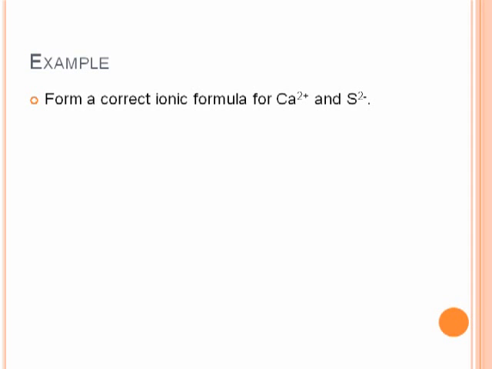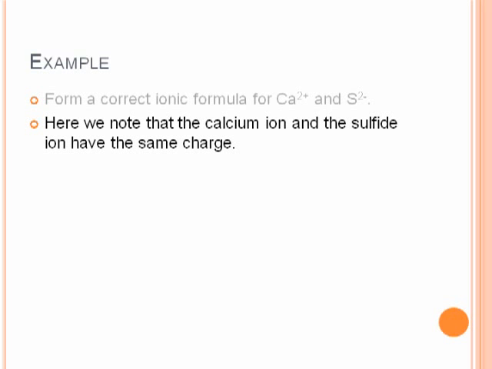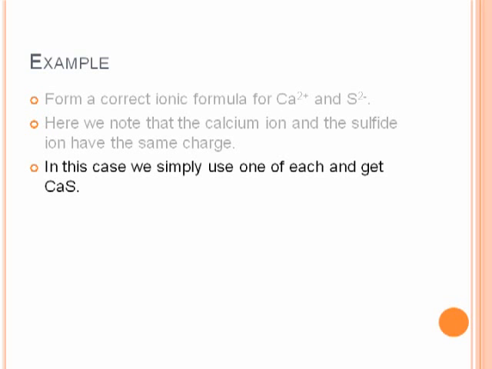Okay, we want to find the correct formula for calcium +2 and sulfide -2. What we find is that they have the same charge, so in all likelihood we'd have one of each. And in fact, that's what we do get, and we have a formula of CaS.